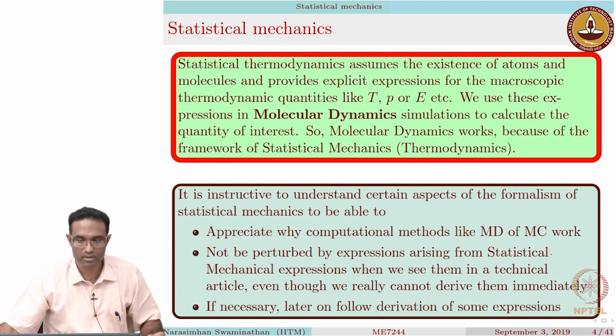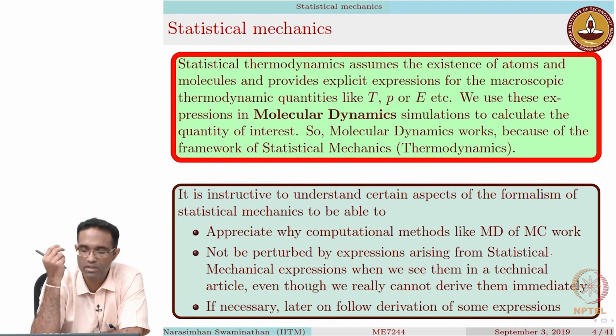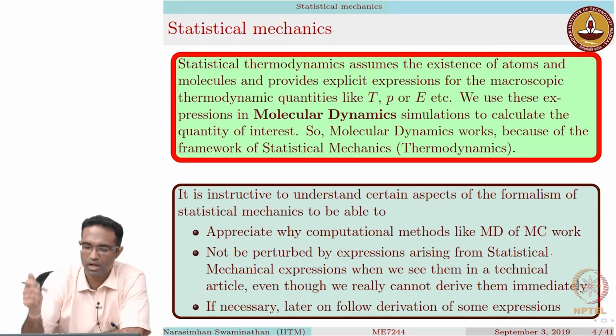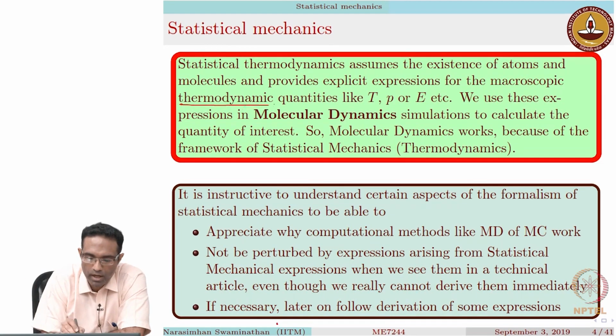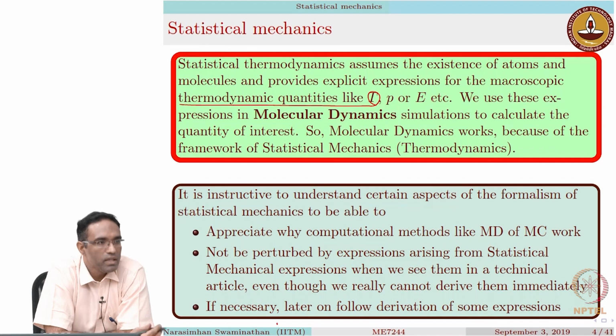So that's thermodynamics. Now statistical thermodynamics is not doing that. It is going to assume the existence of atoms and molecules, and it can provide explicit expressions for the macroscopic thermodynamic quantities like temperature, pressure or energy, etc. And it is these expressions that we are going to use in molecular dynamics simulations to get these properties.